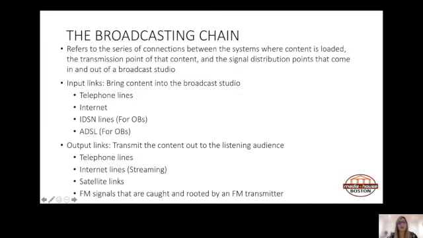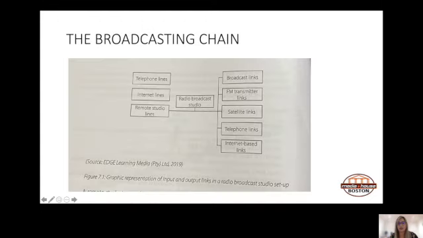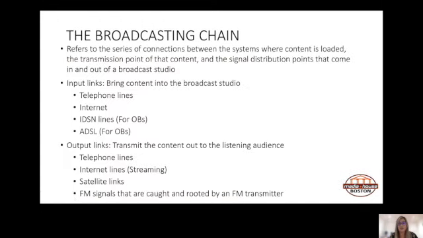Okay, so if we look at the input links, which bring the content into the broadcast studio, on the side, telephone lines, obviously a big one. So how do you bring the content into the broadcast studio? Via telephone lines, via the internet, via integrated services digital network or ISDN lines, or asymmetrical digital subscriber lines, ADSL lines. Both of those are used for OBs, OBs meaning outside broadcasts.